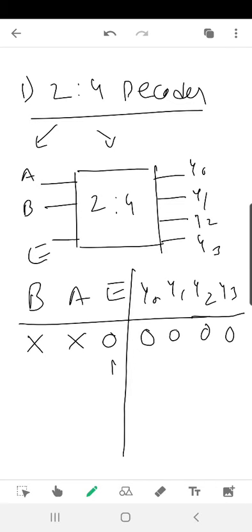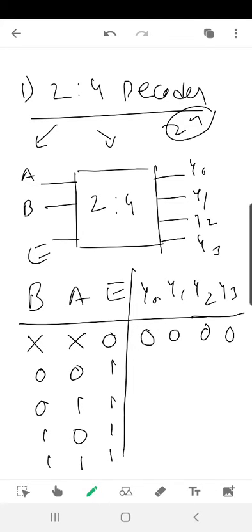When our enable is 1, we have 4 combinations possible for these 2 inputs, because the number of combinations for a given number of inputs is always represented by 2 raised to the power n. If we have 2 inputs, the total combinations possible will be 4. So when our enable is 1, we will have 4 different combinations. These 4 combinations will be 0 0, 0 1, 1 0 and 1 1. Okay, so this is our input side of the function table.